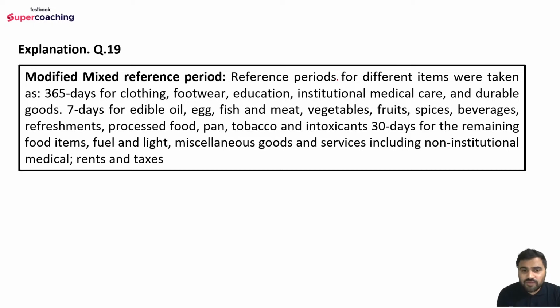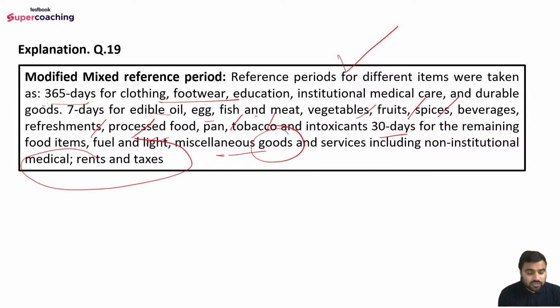So under the modified mixed reference period, different items were taken as 365 days for 5 low frequency items, 7 days for edible oil, egg, fish, meat, vegetables, fruit, spices, beverages, refreshments, processed food, pan tobacco, intoxicants, and 30 days for the remaining food items, fuel and light, miscellaneous goods and services including non-institutional medical, rents and taxes.